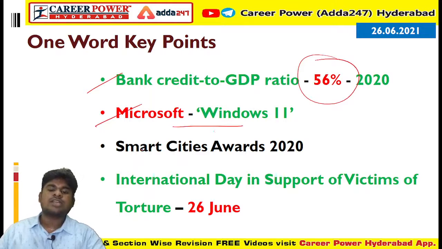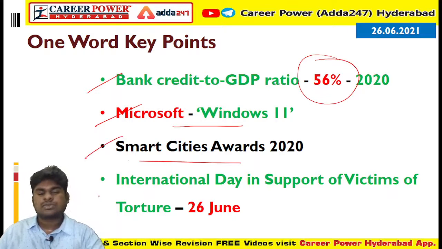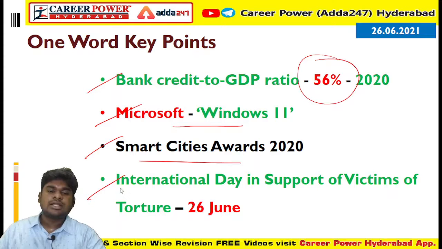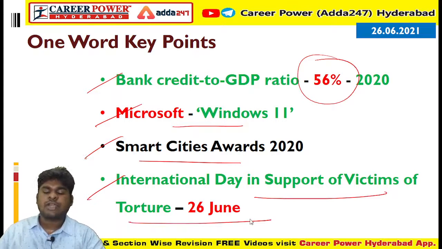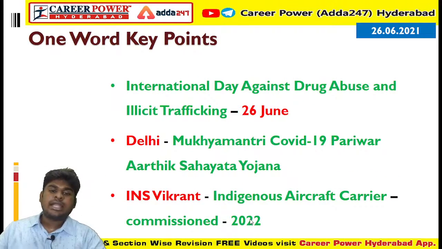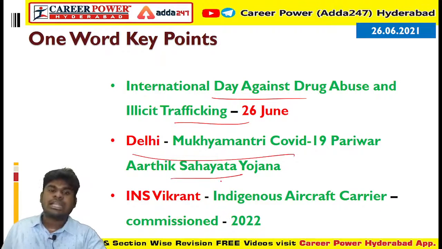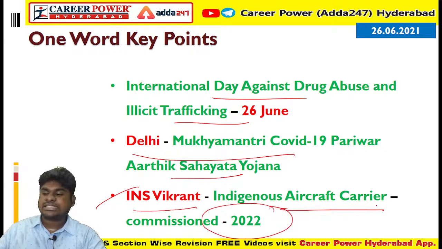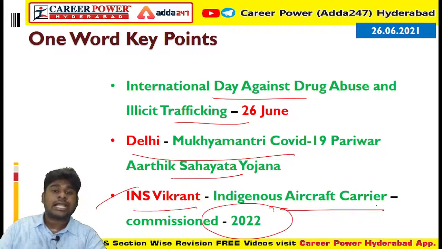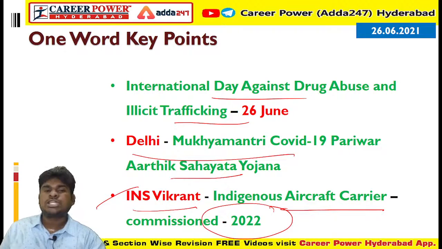Microsoft has launched Windows 7. Smart City Awards were announced by the Union government. International Day in support of victims of torture is observed on 26 June. International Day against drug abuse and illicit trafficking is observed on 26 June. Delhi government has launched the Mukhyamantri COVID-19 Parivar Arthik Sahayata Yojana. INS Vikrant to be commissioned in 2022, which is the indigenous aircraft carrier developed in India by the Cochin Shipyard Limited. So these are all the one word key points.